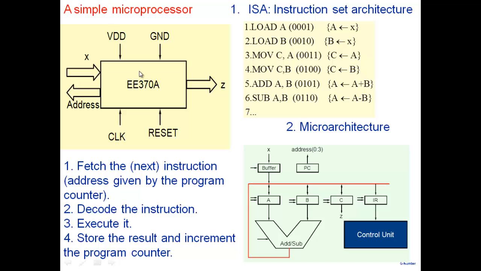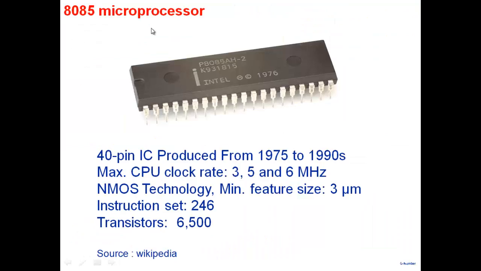Okay, all right. So this is our very simple microprocessor, an example of a better microprocessor. This is like a toy example. It is a microprocessor which is simple, but at the same time captures a lot of things, which is the 8085 microprocessor. The 8085 microprocessor was first produced in 1975 or 76.